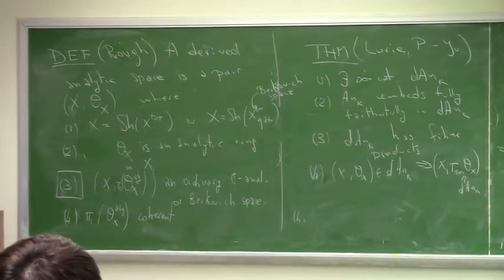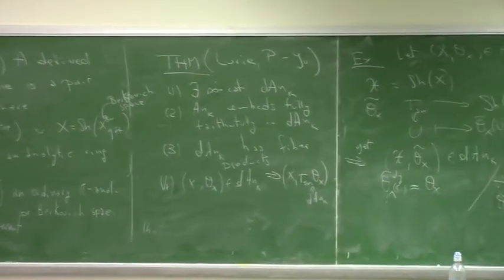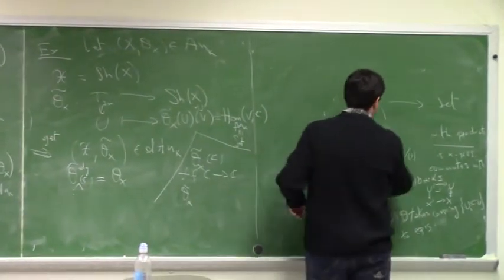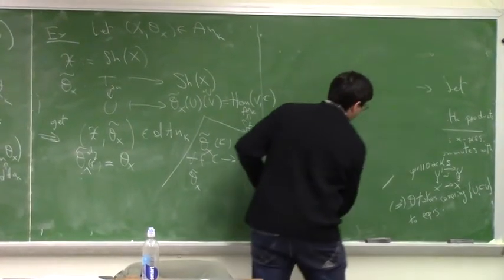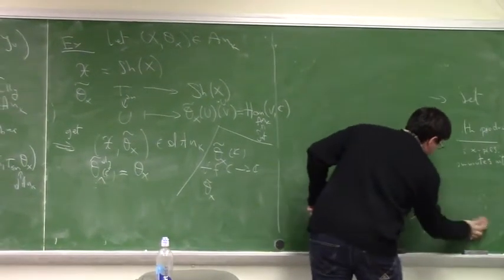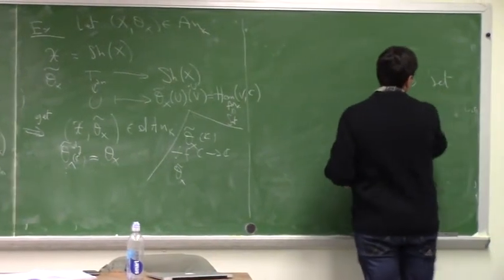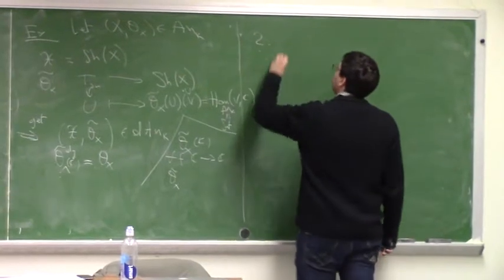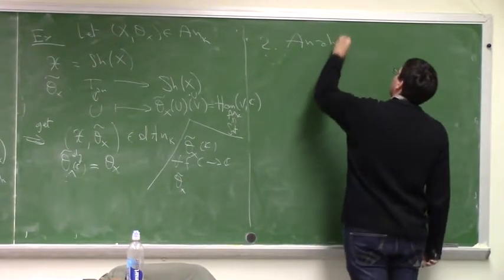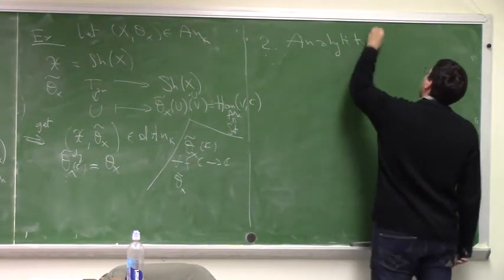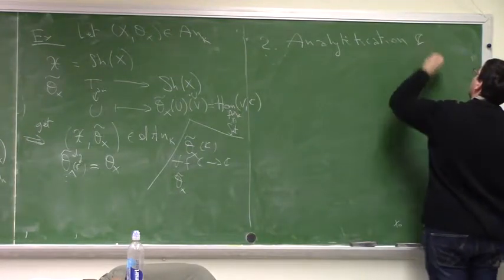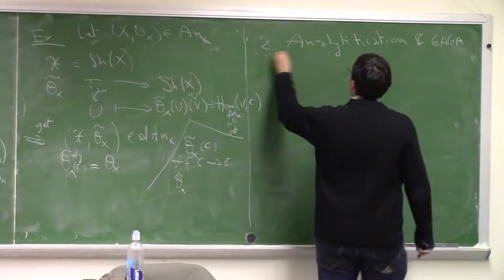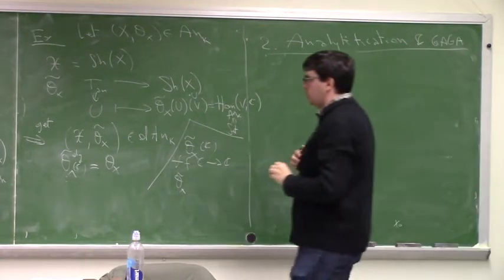Okay, so this starts the theory, and then we can actually show that the theory we get is reasonable, in the sense that we can prove some fundamental theorem: analytification and the GAGA theorem for this kind of object.